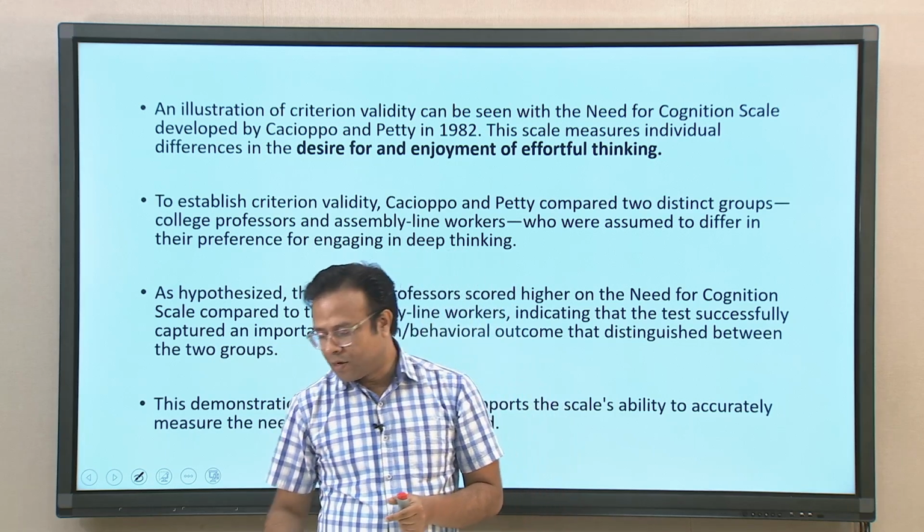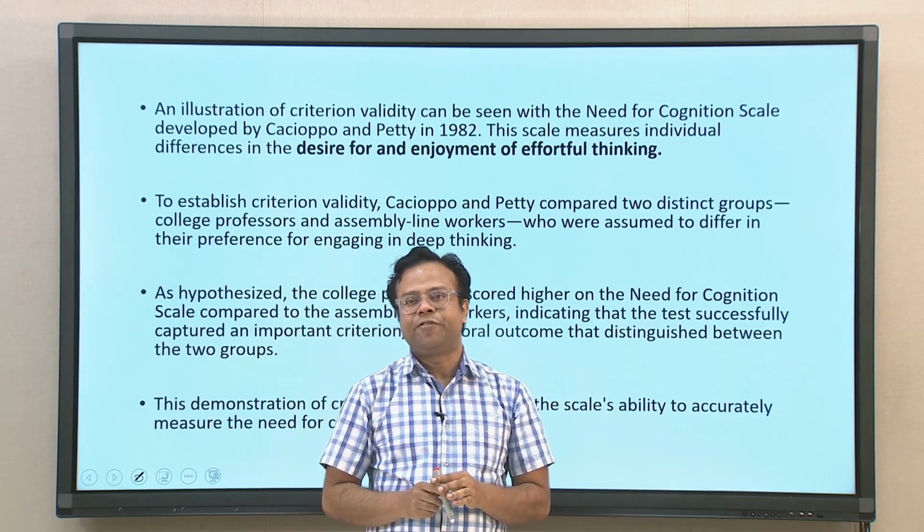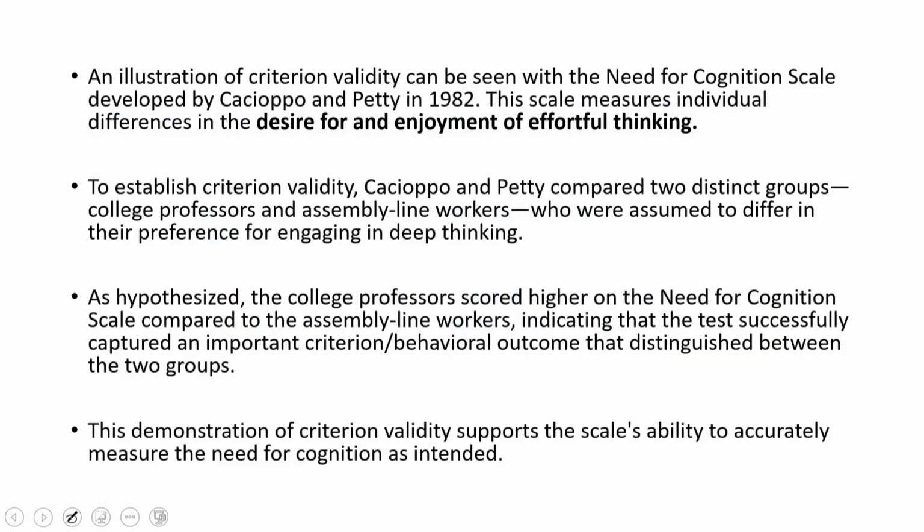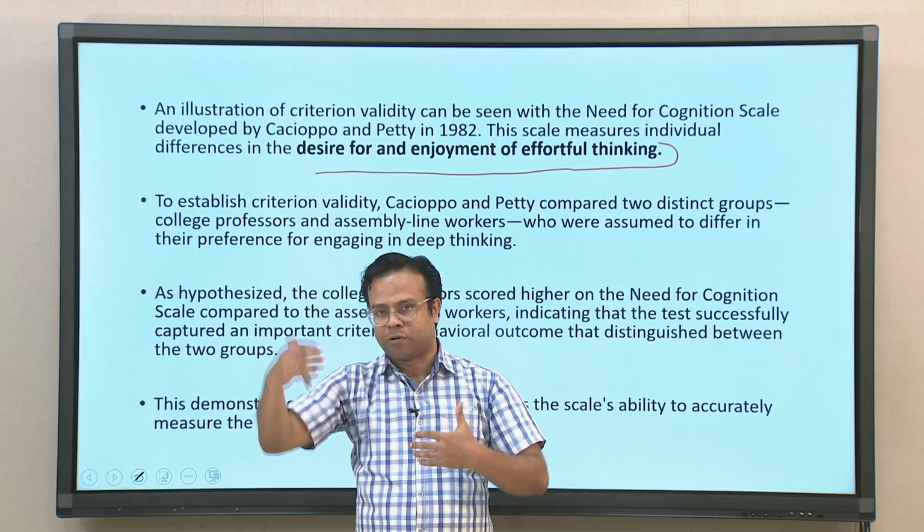Again, with the same need for cognition scale, I will give an example of how this scale establishes criterion validity. We have already seen how it established construct validity. Now, because it is already an established, well-known scale, we will see how this scale actually used criterion validity. This scale basically measured the desire for or enjoyment of effortful thinking: how much people enjoy thinking, what is the desire for thinking and so on.